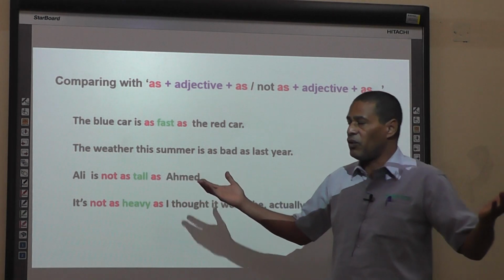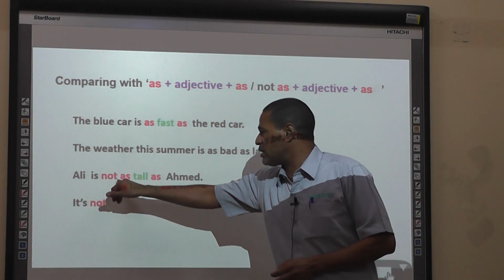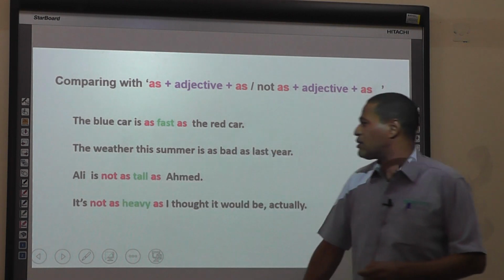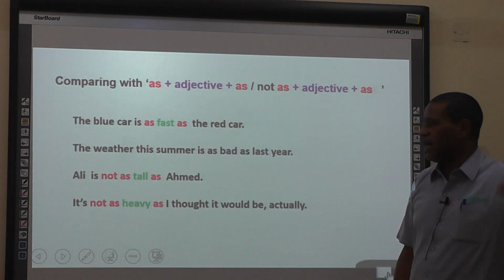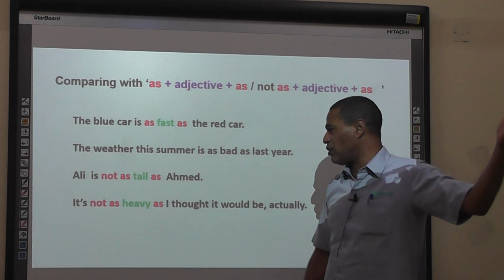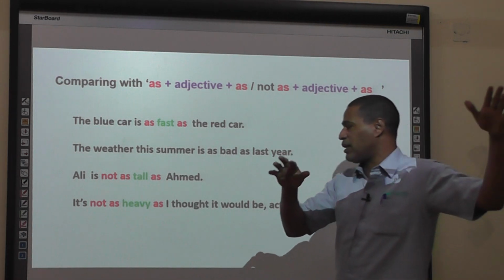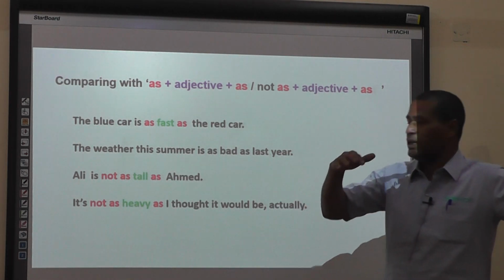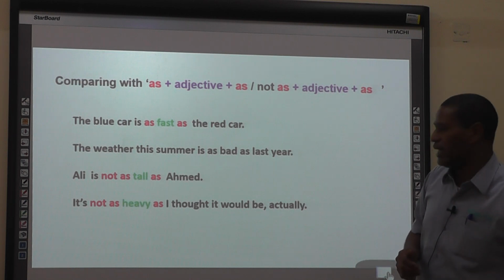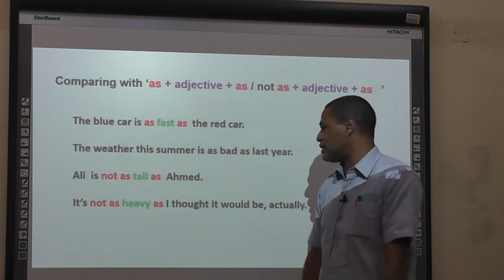If we want to make it negative, we add "not" before as. Ali is not as tall as Ahmed. Ali is 1 meter tall. Ahmed is 150 centimeters tall. So Ali is shorter than Ahmed. So we can say Ali is not as tall as Ahmed.